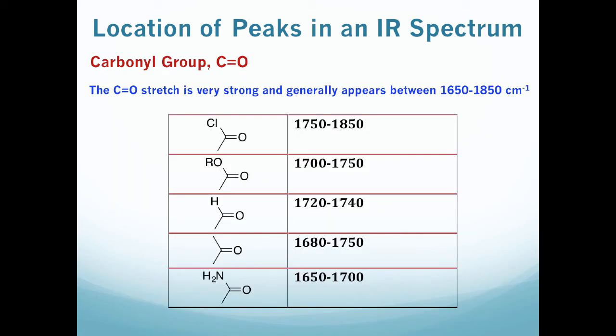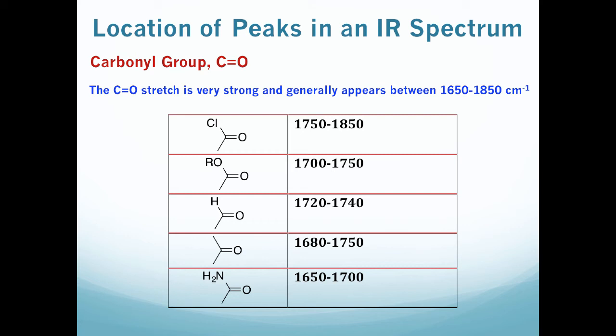Now we're going to move into the double bond region, and the first thing we're going to take a look at is the carbonyl group, C double bond O. The carbonyl stretch is very, very strong. It's very easy to spot, and you'll see it between 1650 and 1850 wave numbers, depending on the nature of the carbonyl. Is it a ketone, an aldehyde, ester, amide?